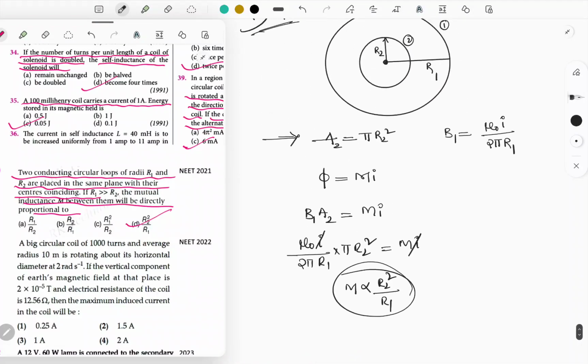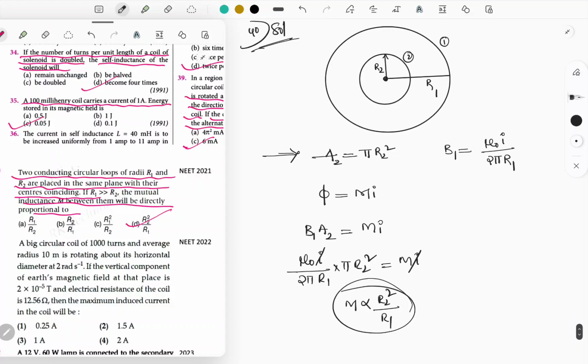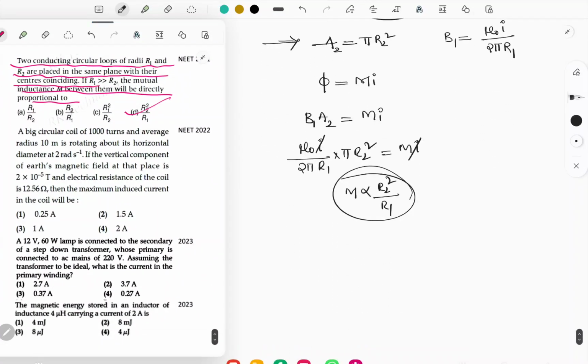Got it? Current is flowing through coil 1 and a magnetic field is produced. Current is flowing through coil 1, so a magnetic field is produced on coil 2. This is the procedure. Okay, so let's try another question, 41.